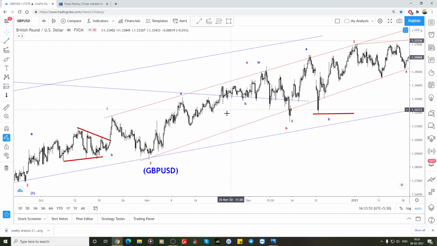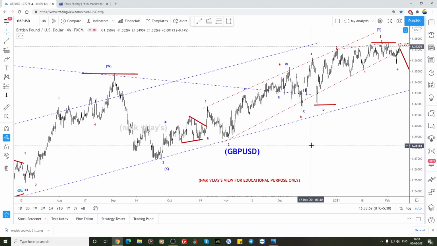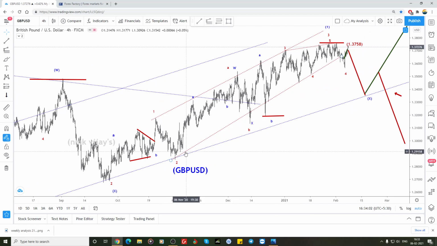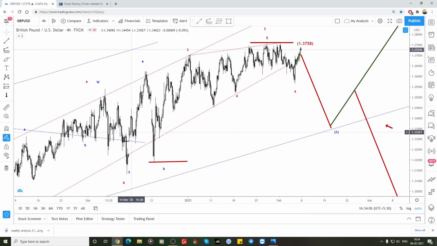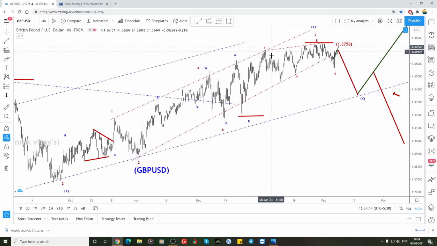If it is extended, what I said is ABC is a 1, ABC is a 2, and 3, all the time the third wave is extended. So A, B, C is a W, X, and here is a perfect five-wave structure as a three-wave structure, and one more five-wave structure. So this is W, X, A, B, C. So this is the end of the third wave.